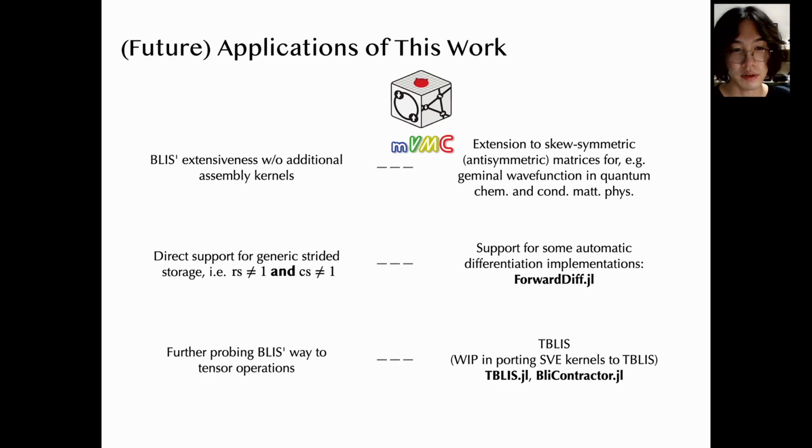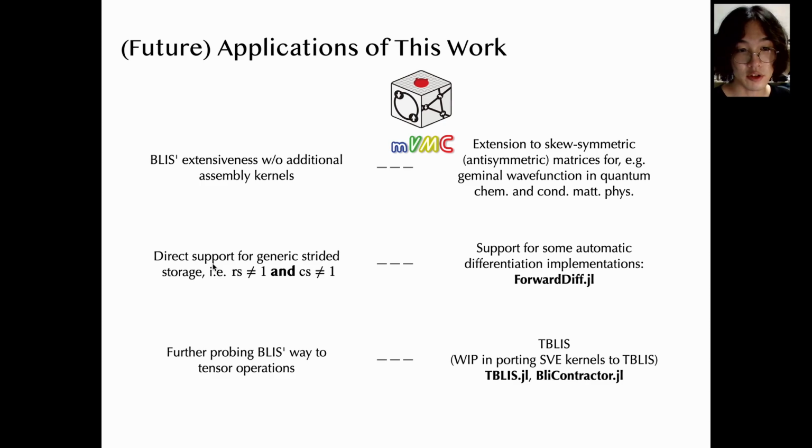Finally, please allow me to introduce a bit of potential applications of this work. First, BLIS is very extensible to implement new operations. We can extend this framework to, for example, antisymmetric matrices for the Pfaffian wave function in quantum chemistry and condensed matter physics. I have personally optimized an application called NVMC for processing with the Pfaffian wave function in condensed matter physics and achieved a decent speedup.